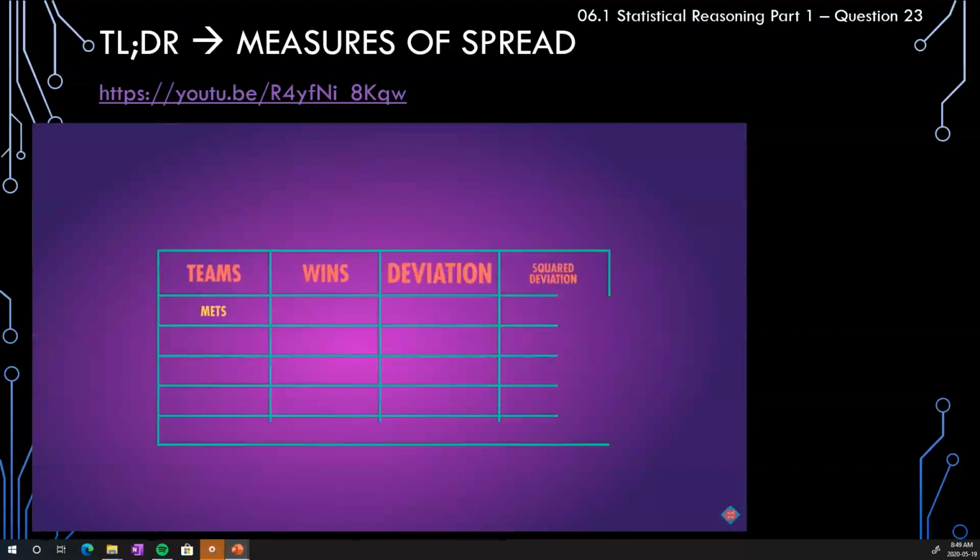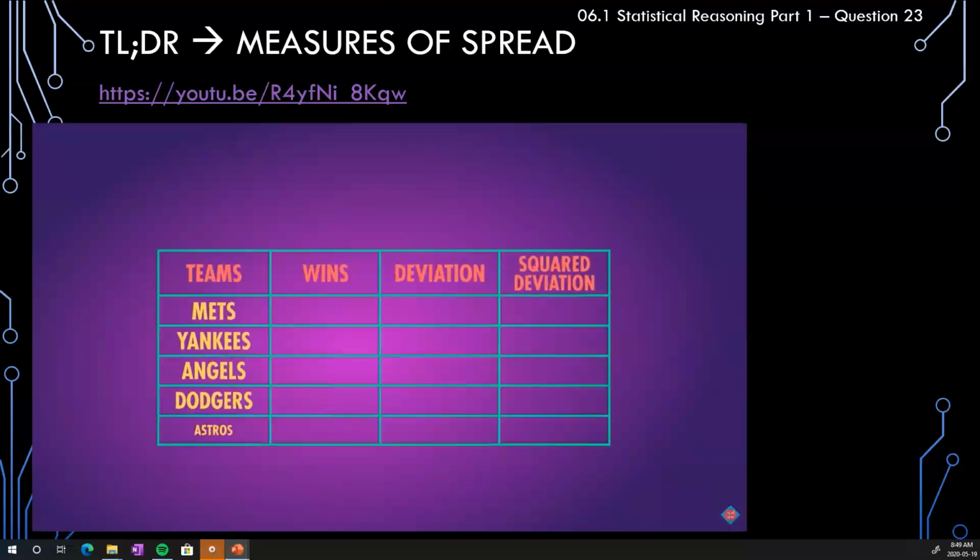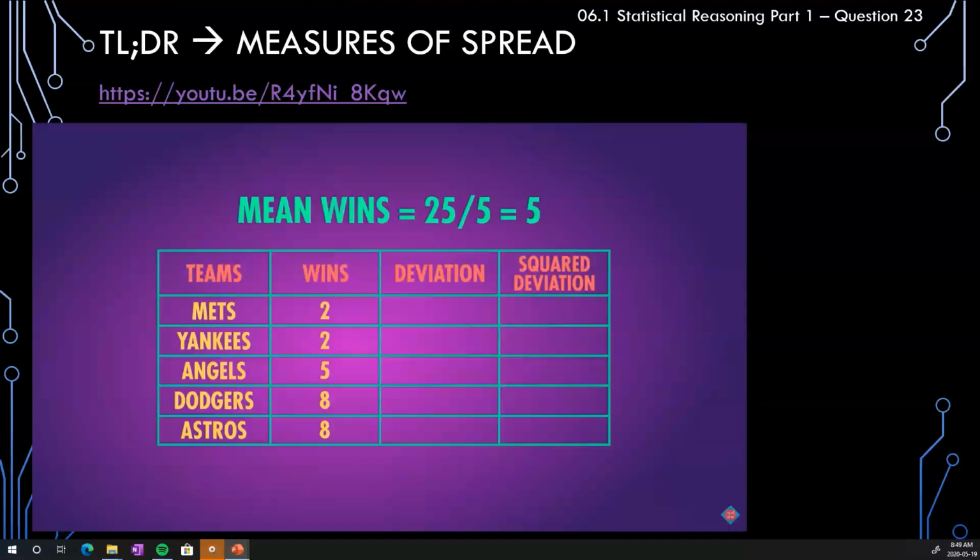For example, say that the Mets, the Yankees, the Angels, the Dodgers, and the Astros have 2, 2, 5, 8, and 8 wins each. The mean number of wins for the group of teams is 5, 25 divided by 5. To calculate the variance, we take each number and subtract the mean, square this difference, then add all of these squared differences together and divide by the number of data points minus 1. The variance of this set of baseball teams is 9 plus 9 plus 0 plus 9 plus 9, all divided by 4, which equals 9 squared wins.